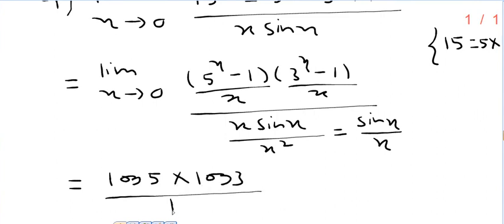I hope you won't say this is log 15. No, log m plus log n is log mn. Log m into log n cannot be simplified. It is just log 5 into log 3. This is the final answer.